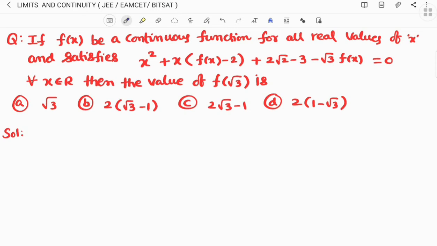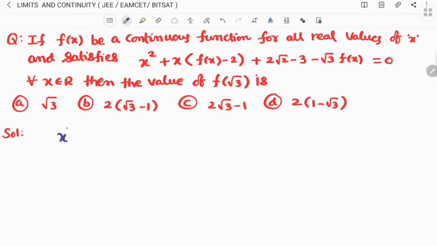If f of x is a continuous function for all real values of x and satisfies x square plus x into f of x minus 2 plus 2 root 3 minus 3 minus root 3 f of x equal to 0 for all x belongs to R, then the value of f of root 3 is. So first the equation is given, so we can write it. From that you can get the value of f of x.